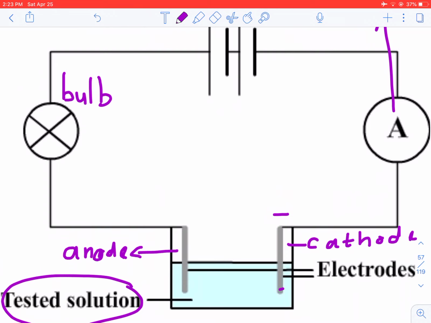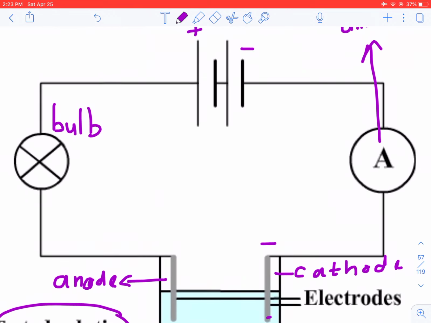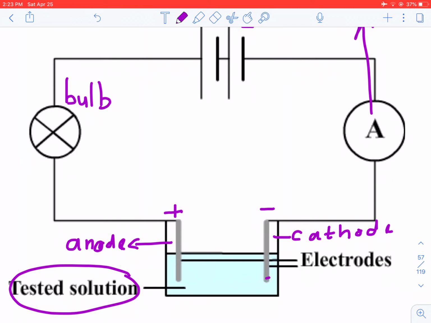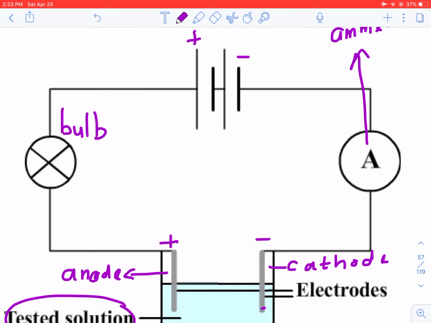Okay, so here we have this instrument. There's a battery, and there's a positive terminal. You can see the positive electrode is connected to the positive terminal, and the negative electrode is connected to the negative terminal. The one connected to the negative terminal is called the cathode, and the one connected to the positive terminal is called the anode.